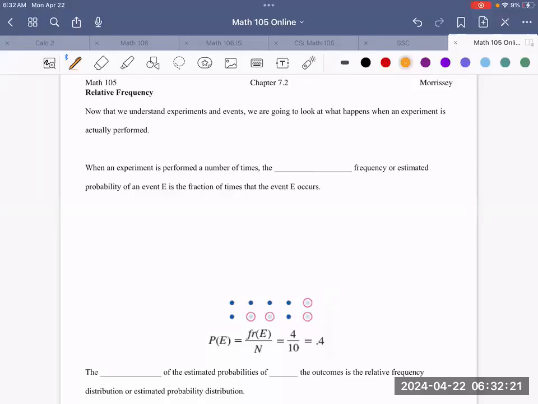Welcome to Math 105, Chapter 7.2, where we talk about relative frequency. Now that we understand experiments and events, we're going to look at what happens when an experiment is actually performed. When it's actually performed, it has the word relative in it. We'll also look at what it looks like when it's not an actual experiment, but instead just modeled for us. For these ones, we're just going to actually perform them.